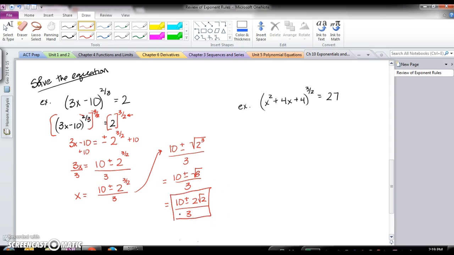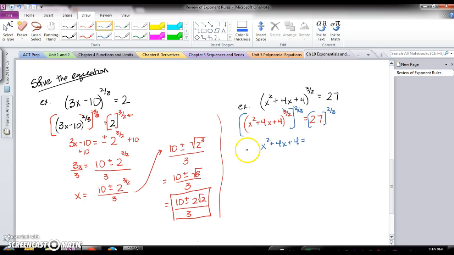Let's look at this next one. Same thing, I'm going to rewrite the problem and raise both sides to an exponent that will help me get rid of that 3/2. It's the same 3/2 as before. So I'm going to raise both sides of this to the 2/3. Three over 2 times 2/3 gives me an exponent of 1. And now we have 27 to the 2/3 power.